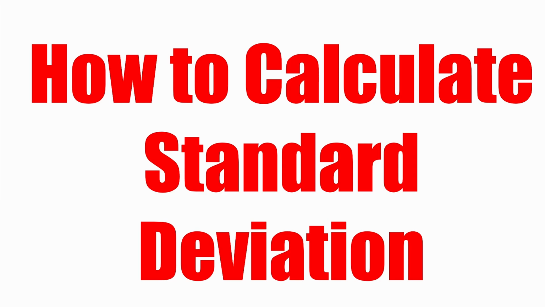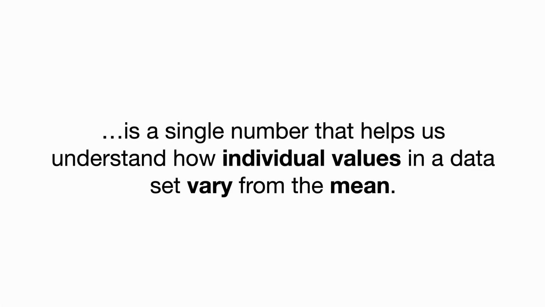In this video, we're going to talk about how to calculate sample standard deviation. The standard deviation is a single number that helps us understand how individual values in a dataset vary from the mean. A small standard deviation indicates that the values are close to the mean, while a high standard deviation shows the values are more spread out.